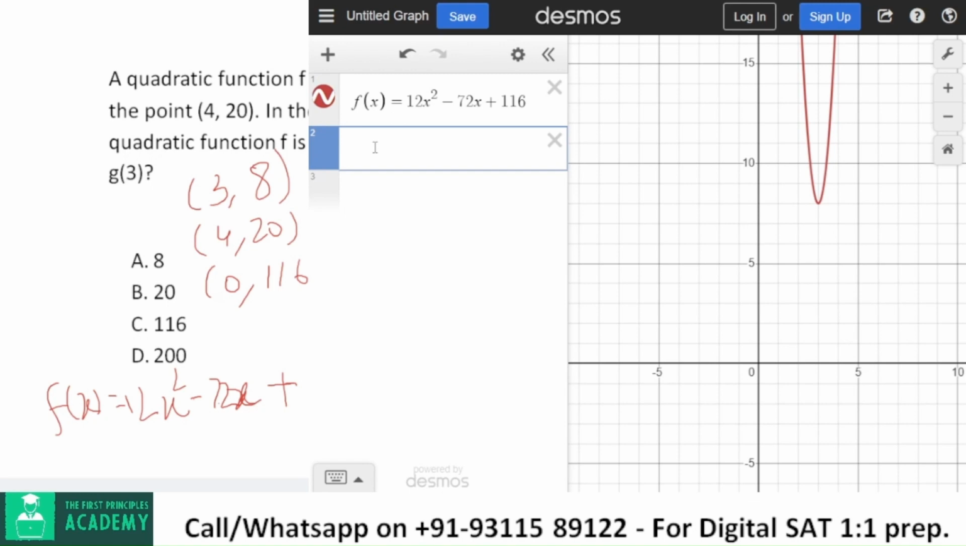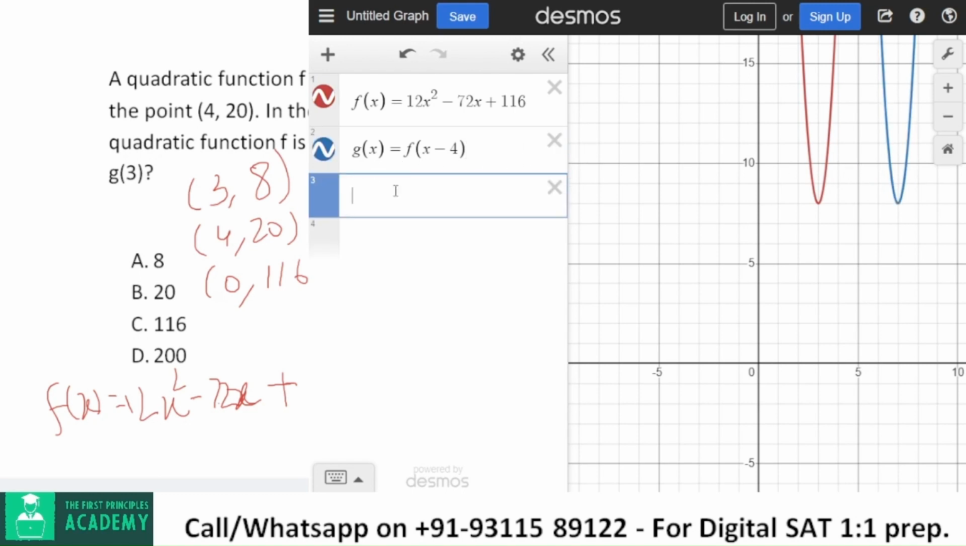And we need g of x is defined as f of x minus 4, right? So g of x, whenever you do this, it basically becomes a graph that is shifted 4 units to the right. Even if you don't know that, doesn't matter. Just type in g3. The answer is 200. Okay, so we didn't need to know any of it. We straight away got the answer. G of 3 is 200.